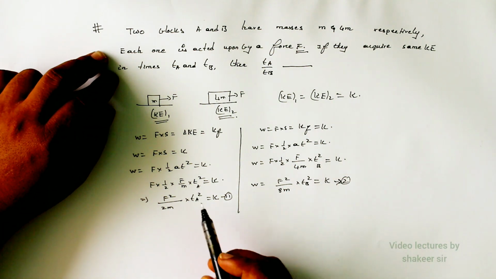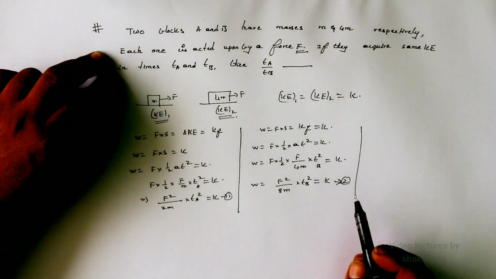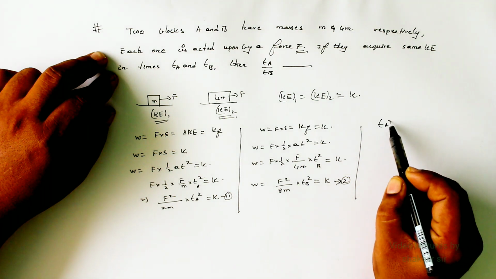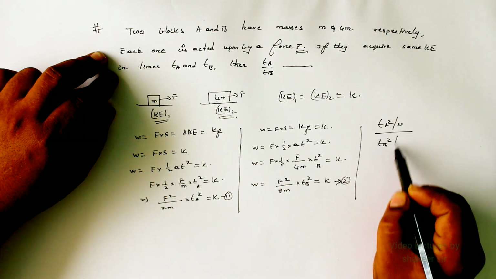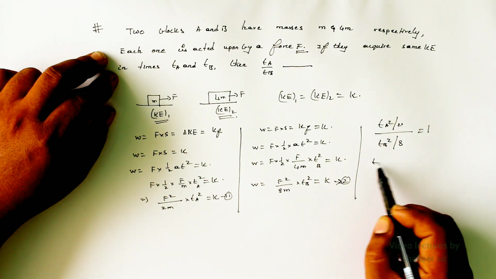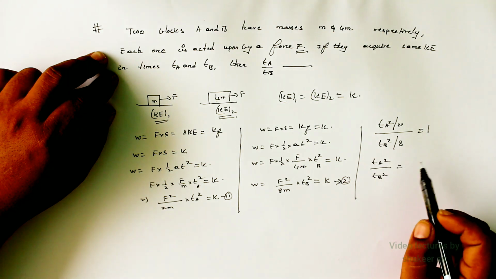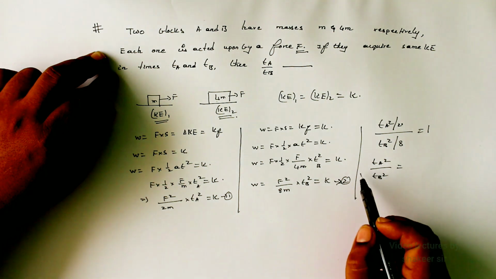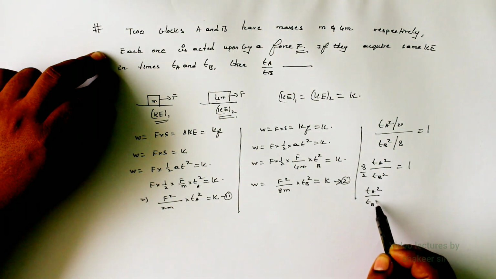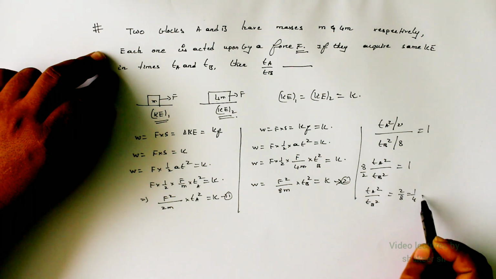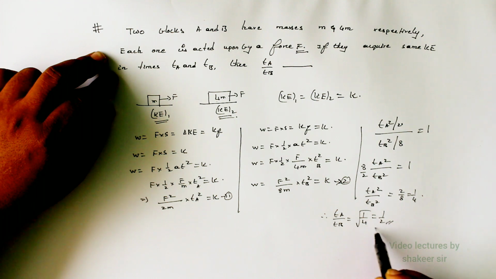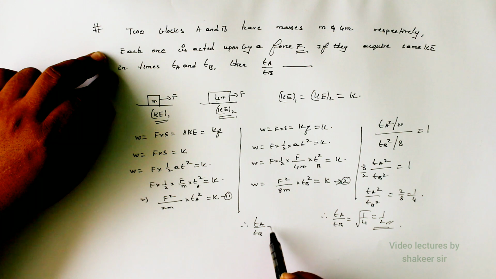So I want TA by TB. Here I have TA square, here I have TB square. So let us divide these two relations. If I divide these two, then F square gets cancelled. Then the relation which I will get is TA square divided by 2 divided by TB square divided by 8 should be equal to 1, because kinetic energy in both the conditions is same. So TA square divided by TB square is equal to, and here I can multiply with 8 by 2, so this equals to 1. So TA square divided by TB square is equal to 2 by 8 is equal to 1 by 4. So therefore TA by TB is equal to 1 by 4 whole square root, which is 1 by 2, and this should be my answer. So therefore the ratio of TA by TB is equal to 1 by 2.